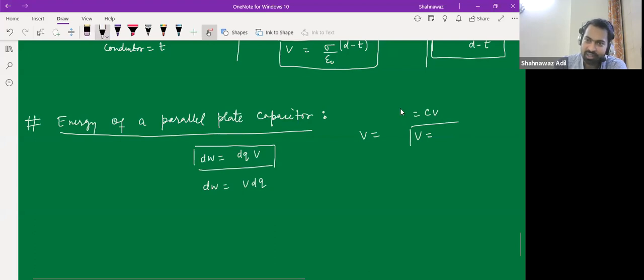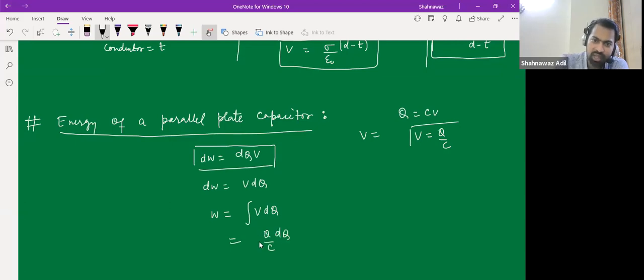So this is Q, and V is Q by C. And this is capital one. Okay, so charge, we represent the charge by capital Q. So that is why I want to be consistent with the notations. Okay. So this is the work done, and if we calculate the total work done, so that would be equal to what? This would be integration of V dQ, right? And V, we know, this is Q by C dQ.